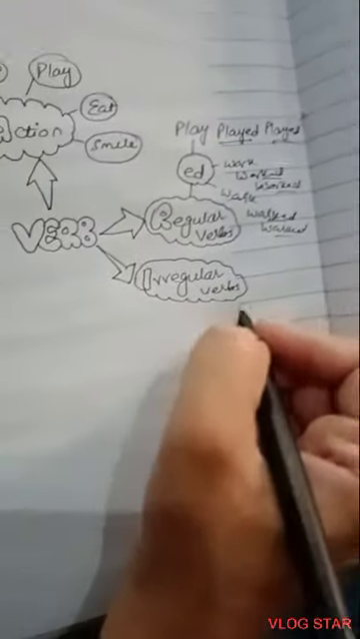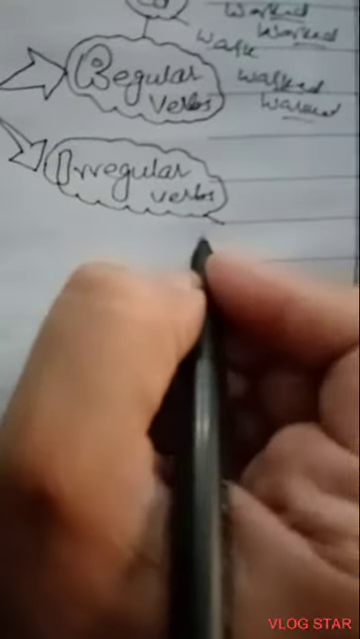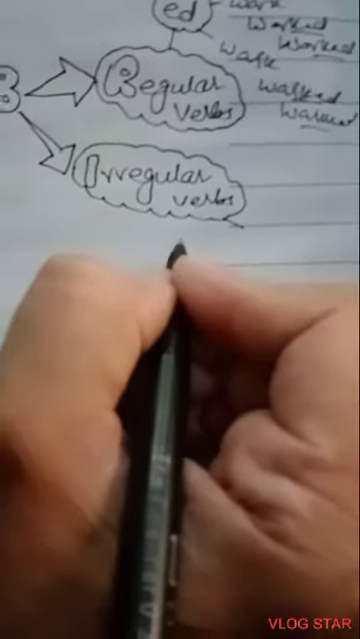Then what are irregular verbs? All those verbs which form their past form and past participle by different spellings, or where you can see a change in the vowel, are called irregular verbs. For example, go, went, gone. You can see they have different spellings.